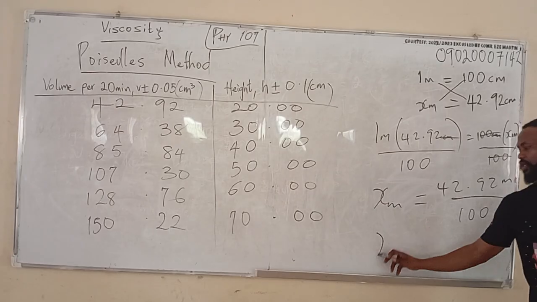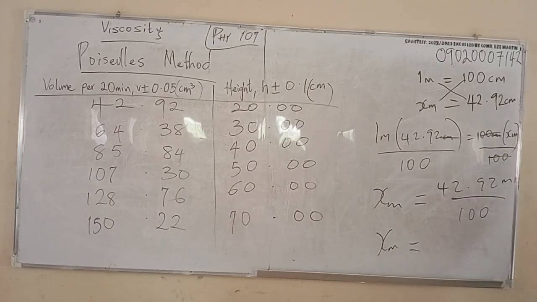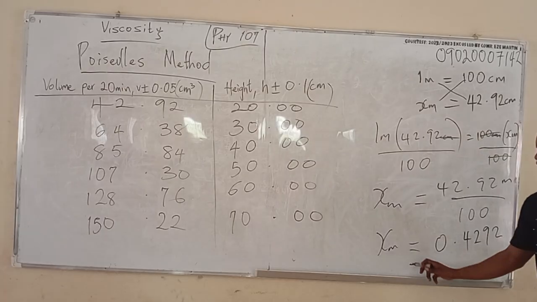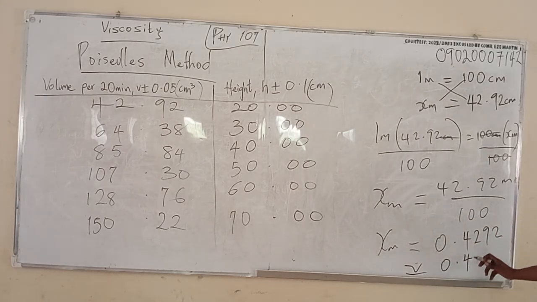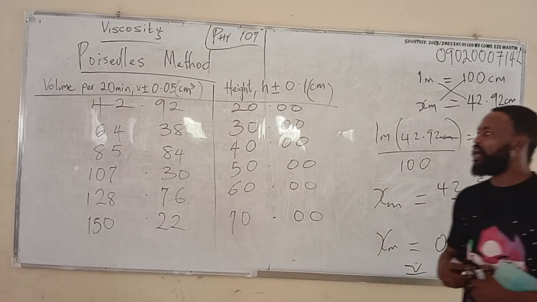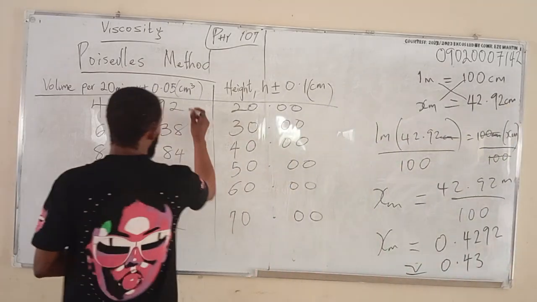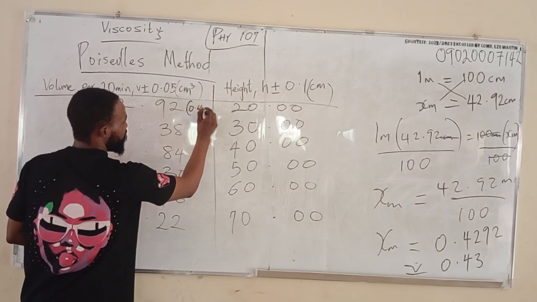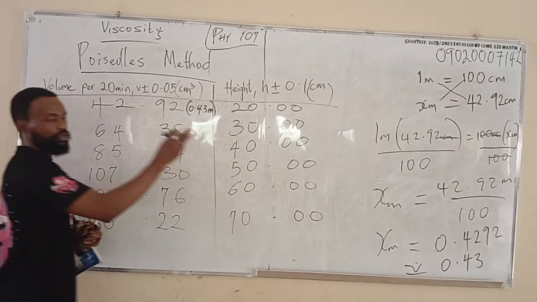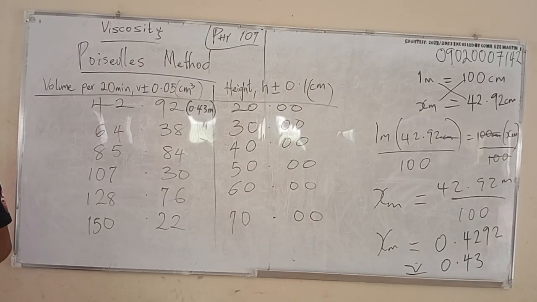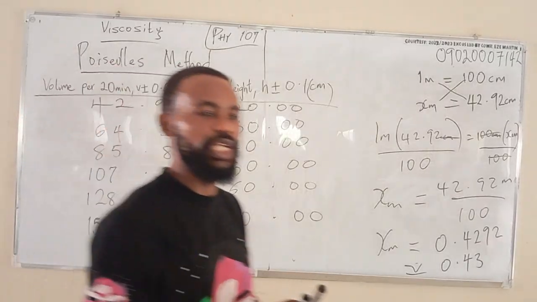So x meter will be equal to 0.429, which is approximately 0.43. Convert everything so that you have the SI units. So this one is 0.43 in meter. Do everything using the same approach so that we can move to the second question.